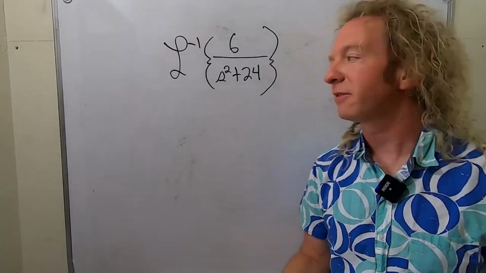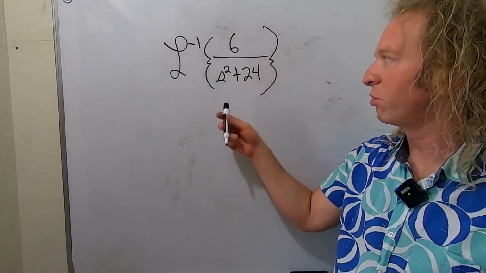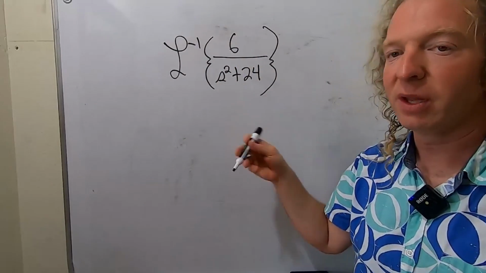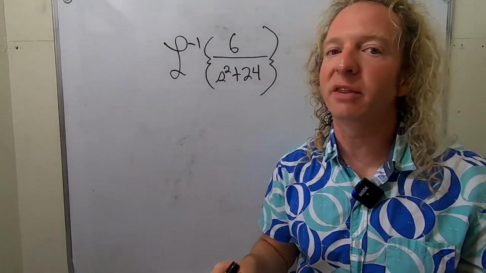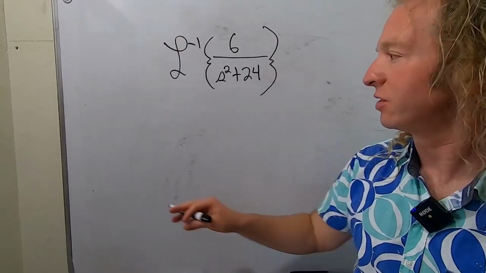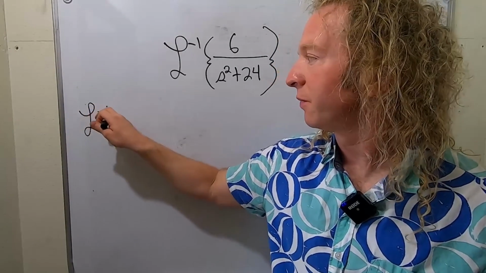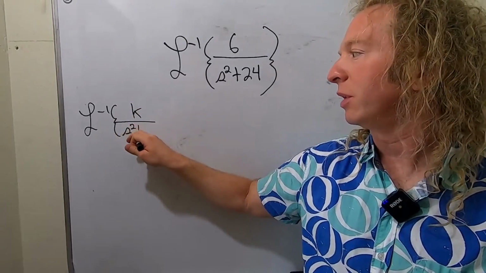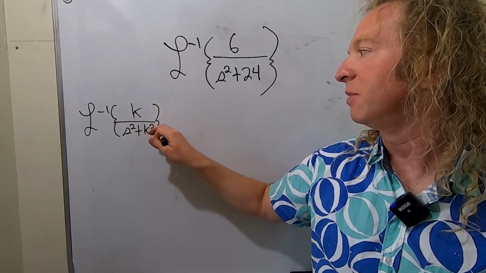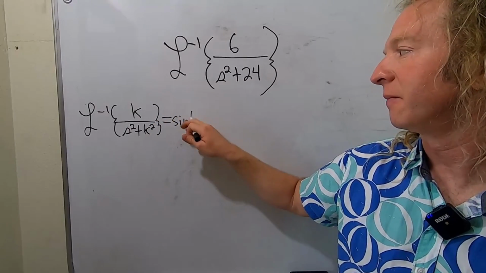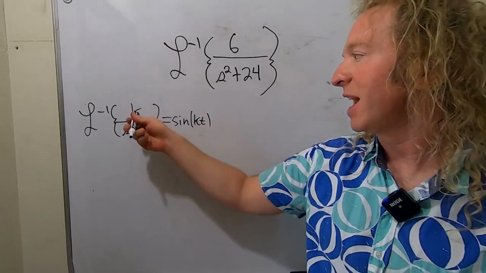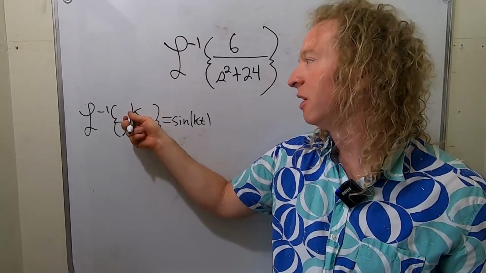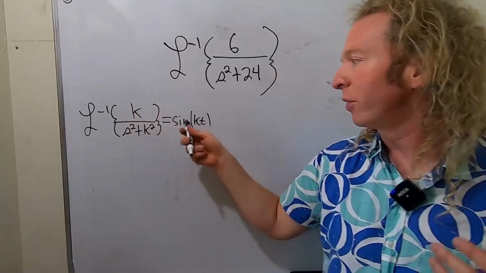Hi everyone, in this video we have to find the inverse Laplace of this expression. Because we have a number up top and an s squared plus a number, it's very likely we're going to use the formula that leads us to the sine function. So recall that the inverse Laplace of k over s squared plus k squared is simply equal to sine kt. If you have an s here, just remember cosine has the s and that gives you cosine. So if you had an s here, you'd get cosine. But because we have a number, we're going to get sine.